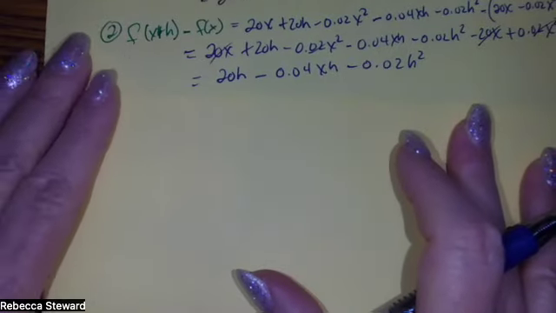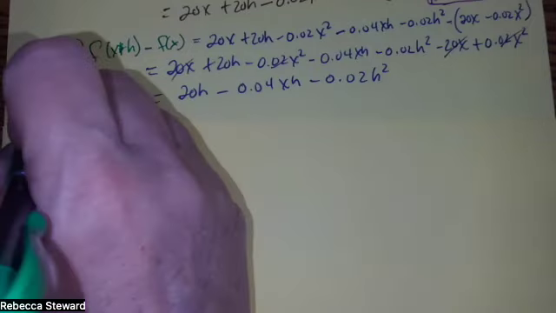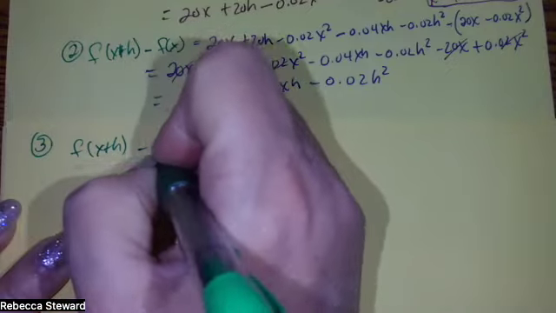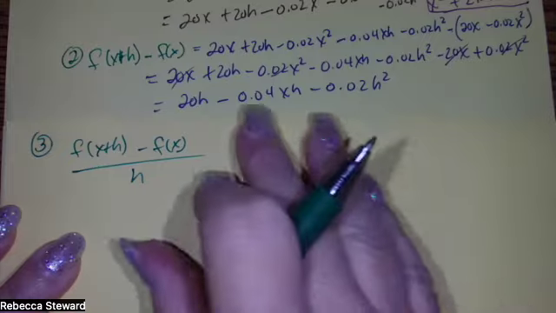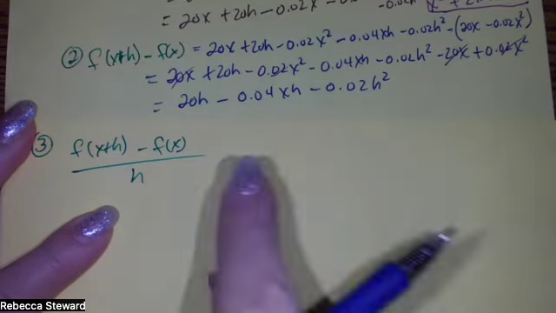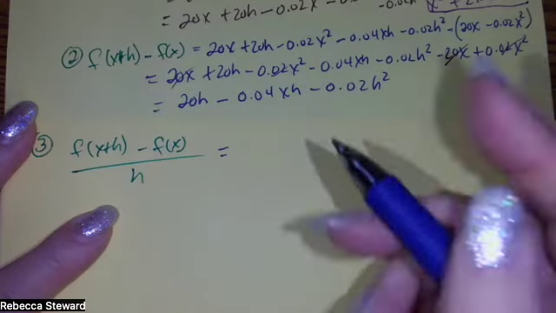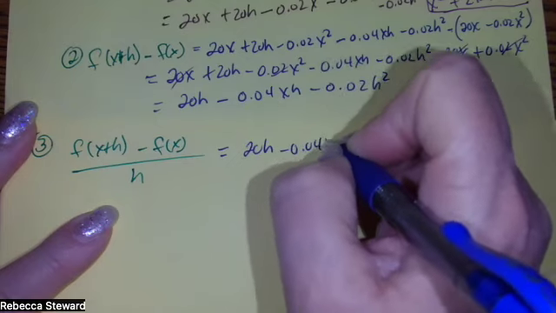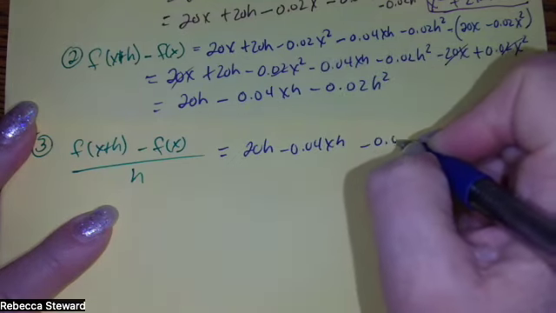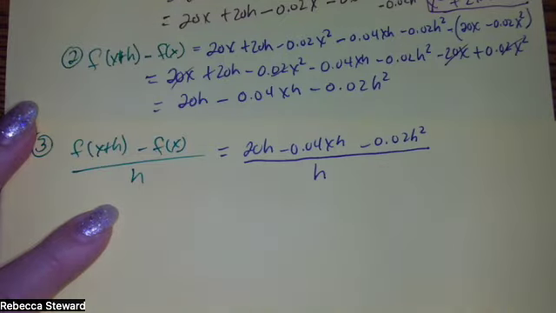We'll do step 3. All right, so for step 3, this is where we're going to take our f of x plus h minus our f of x and put it all over h. So we already know what that looks like on the top. So this is going to just bring our 20h part here down. So 20h minus 0.04xh minus 0.02h squared. And now it is all over h.